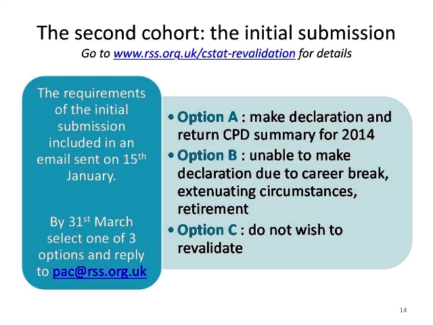Option B is for people who wish to continue to hold the CStat award but cannot make the declaration, and this is more often than not because they are not currently professionally active, and that would maybe be because of a career break, extenuating circumstances, or retirement. And option C is the option to be chosen for people who do not wish to revalidate. So let's just go through each of those three options in more detail and cover the material which was included on the email that was sent out in the middle of January.